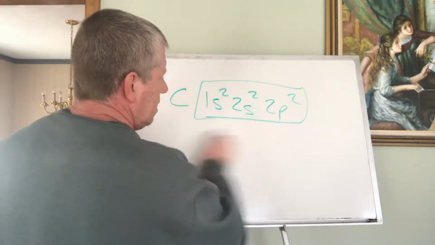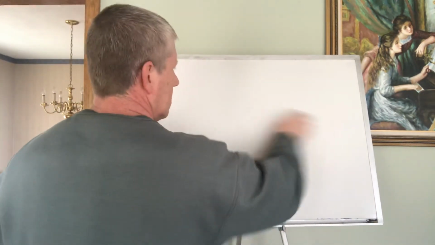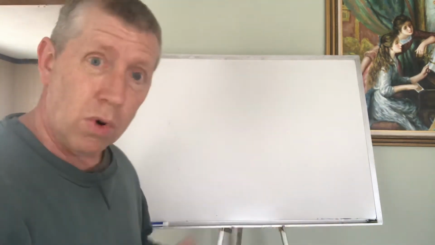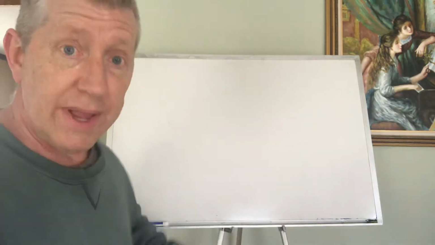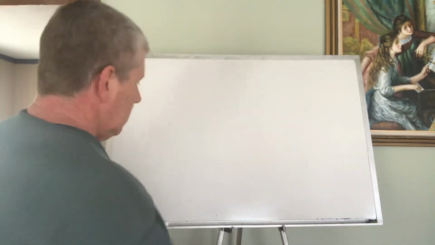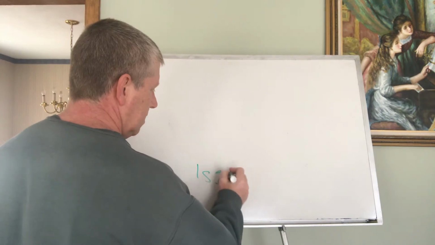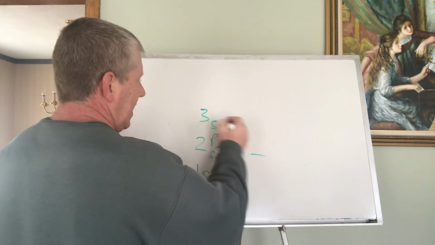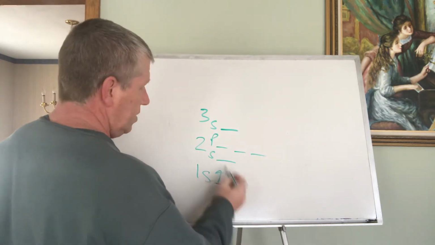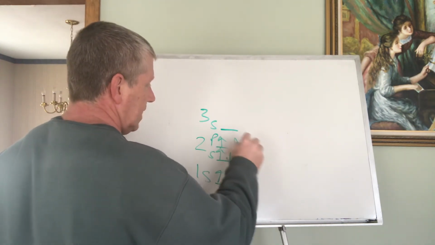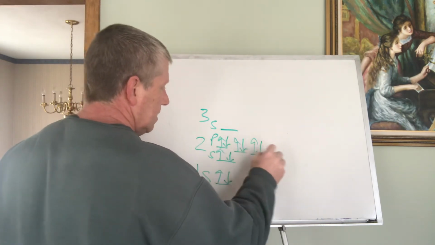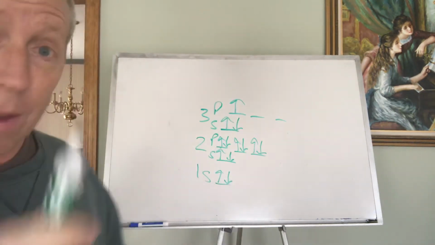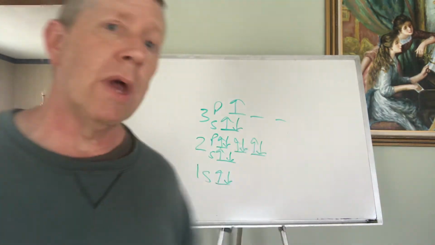Let's go back to our aluminum that we had. And the aluminum, if we had a larger board in the classroom, I would have set these up over on the right and left them there. But so we have 1s, 2s, 2p, 3s. And there's 13. 1, 2, 3, 4, 5, 6, 7, 8, 9, 10, 11, 12, 13. All right, that was our orbital filling diagram for aluminum, 13 electrons.